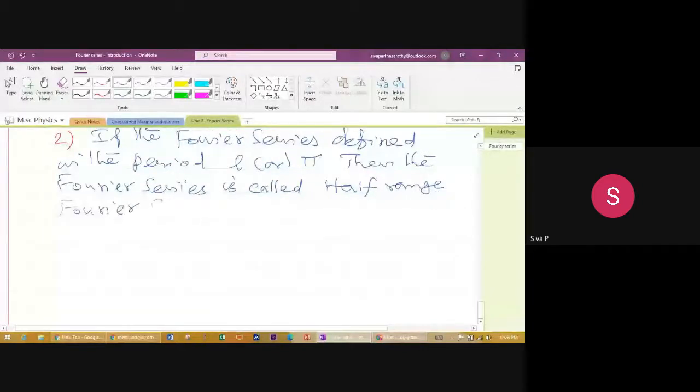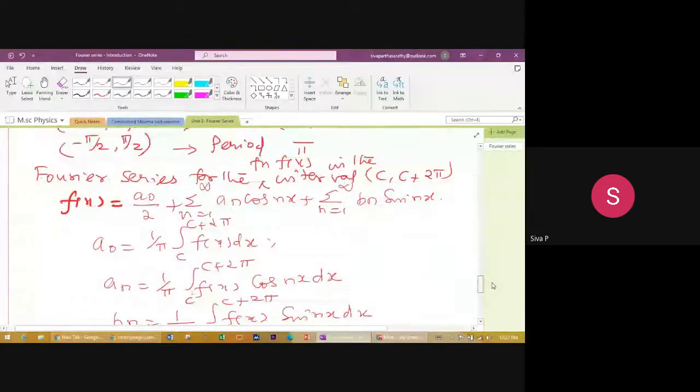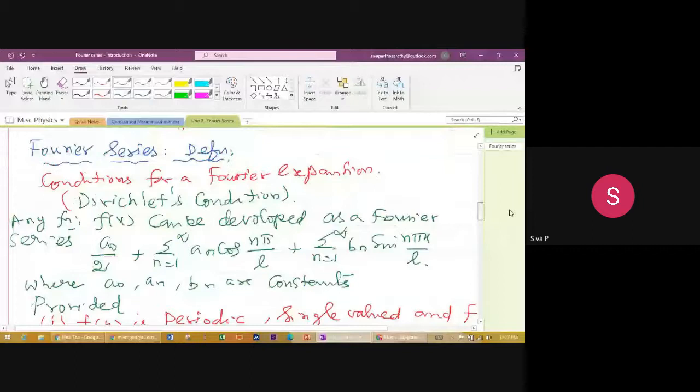Half range Fourier series. So what are the constants? There are three constants: a naught, an, bn, and then two types of interval we discussed today. One is for full range, and one more is for half range.